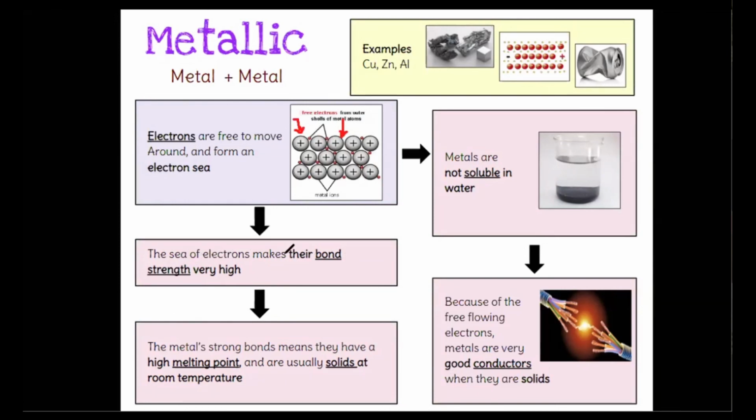So the sea of electrons holding them all together makes their bond strength really high. This is why most metals are going to be solids at room temperature. They're not soluble in water, but even if they're not dissolved in water, just solidly, most metals are going to be really good conductors of electricity because those electrons that we need for electricity can just move. They're not stuck to one atom, they just slide around.